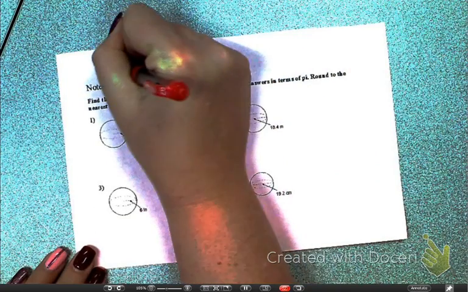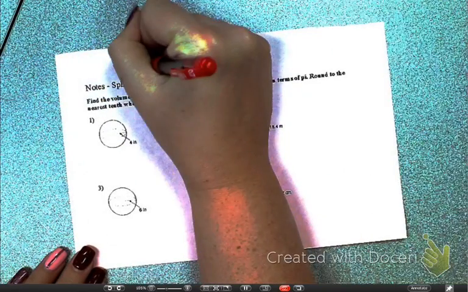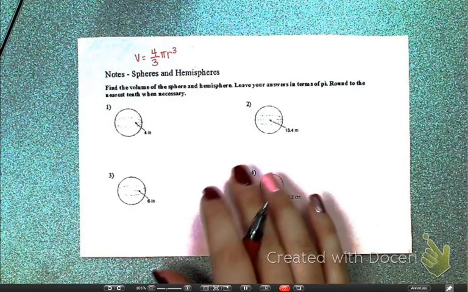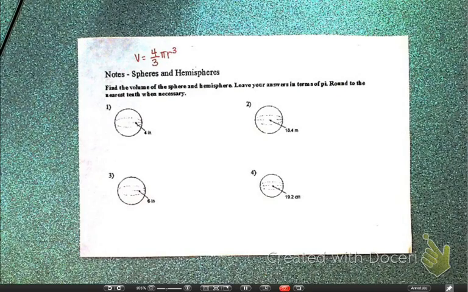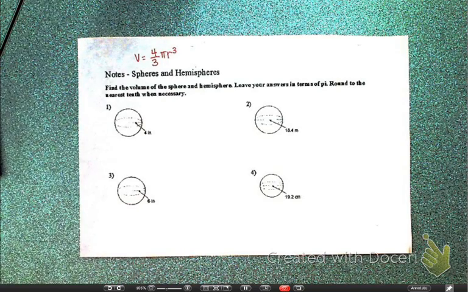Volume of spheres is 4/3 pi r cubed. 4/3 pi r cubed. Do you have a question? So when you're typing it in your calculator, you put 4 divided by 3. Correct. And I'm going to do it with you, the first couple. Okay, so 4/3 pi r cubed.